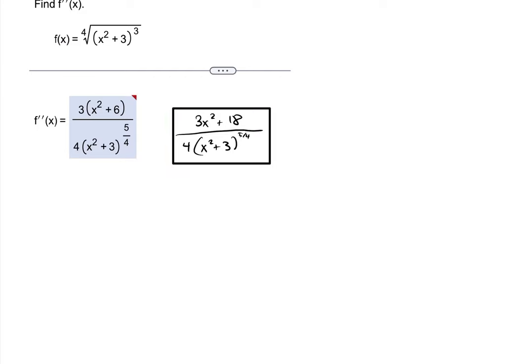Right? It looks good. We can factor out the 3 and we would get the same thing. And I think we got it.